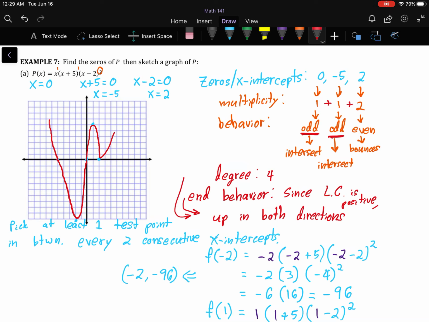And then it bounces at this last point because it was an even multiplicity. We can draw that a little bit better. Really show that bounce. And then to be correct, you want to have arrows on both sides, showing that it's going on forever.